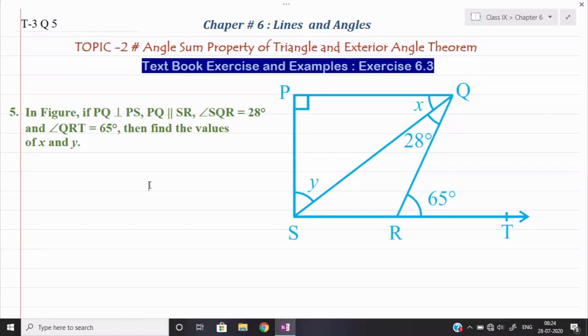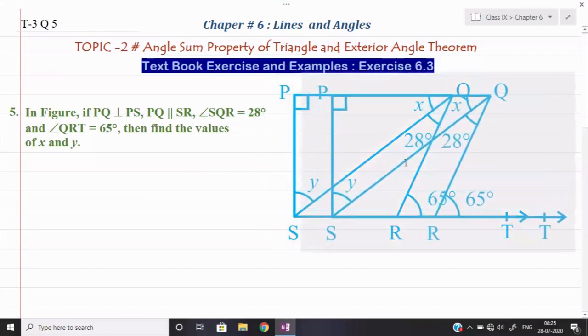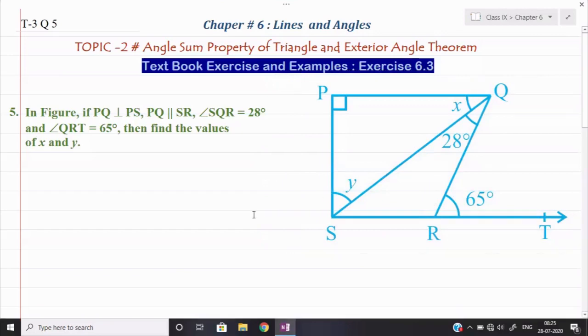In the fifth question, see what is given here. We have given that in the figure PQ is perpendicular to PS. You can look at the line PQ and the line PS, which means at the point P they are making an angle of 90 degrees. Then PQ and SR are given parallel. So PQ and ST are also parallel, because SR is extended up till the point T.